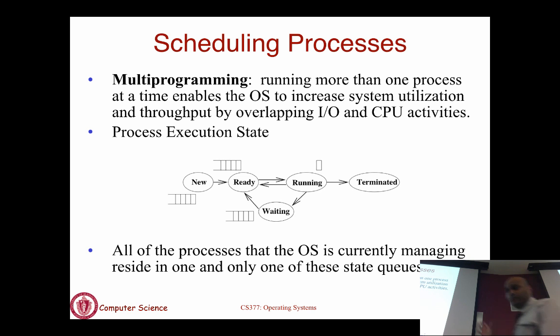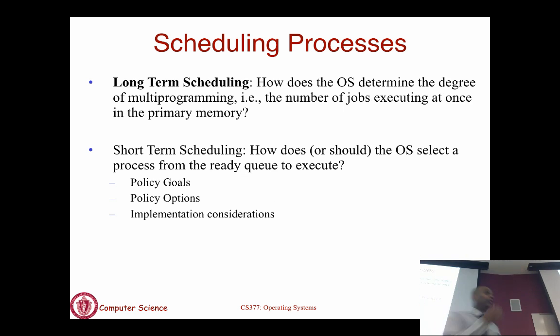Okay, so that's the high level background. Before I go into specific policies, I want to distinguish between 2 types of scheduling. One is called long-term scheduling and the other is called short-term scheduling. Long-term scheduling allows the OS to determine the degree of multi-programming. It is basically something that the OS uses to decide what is the maximum limit on the number of active processes in the system.